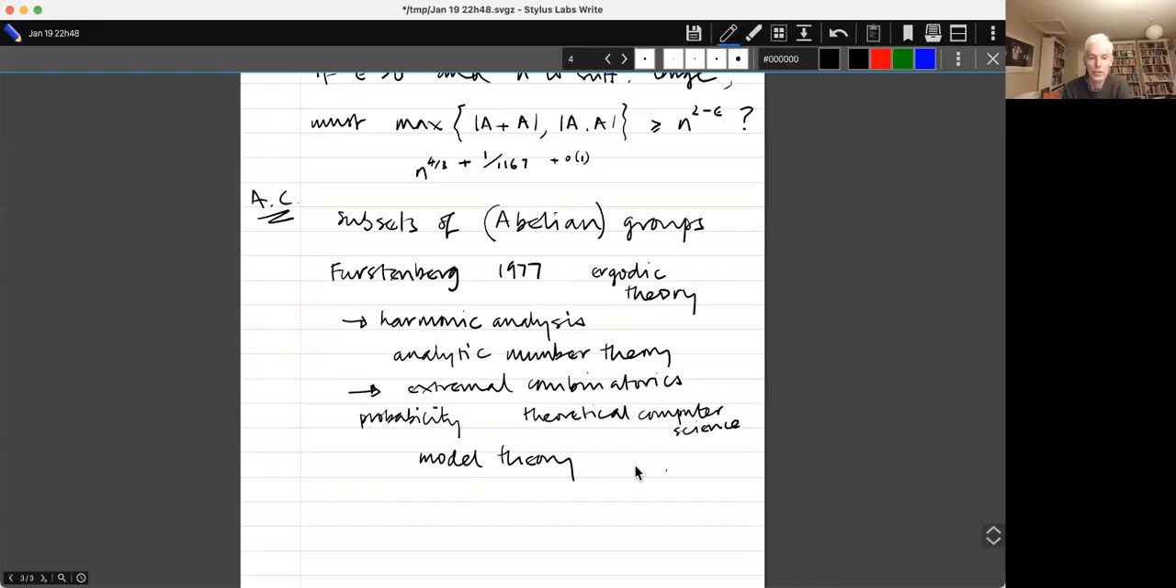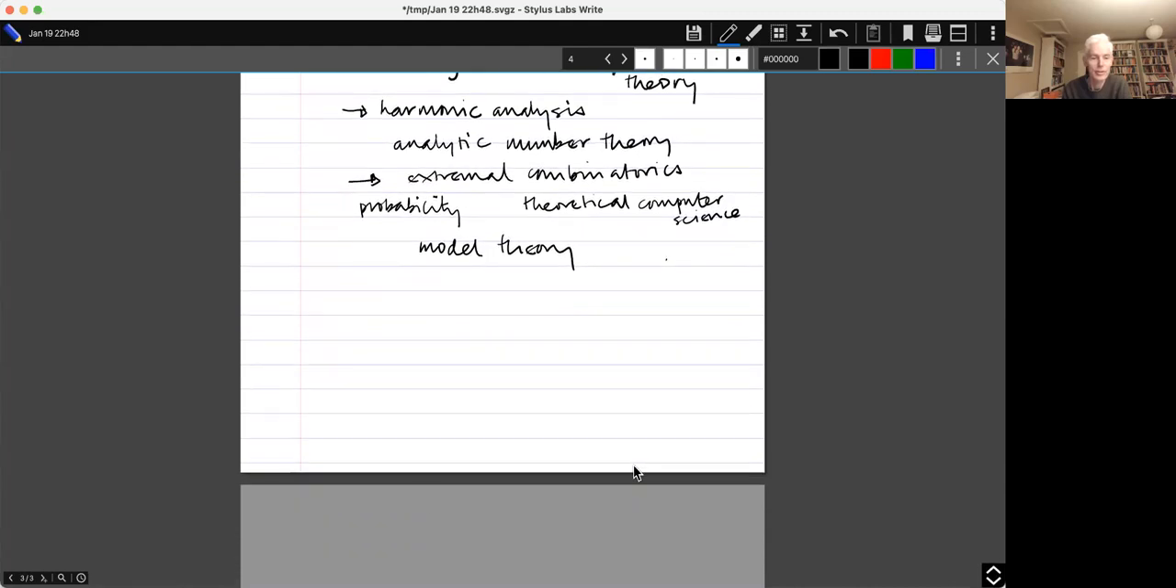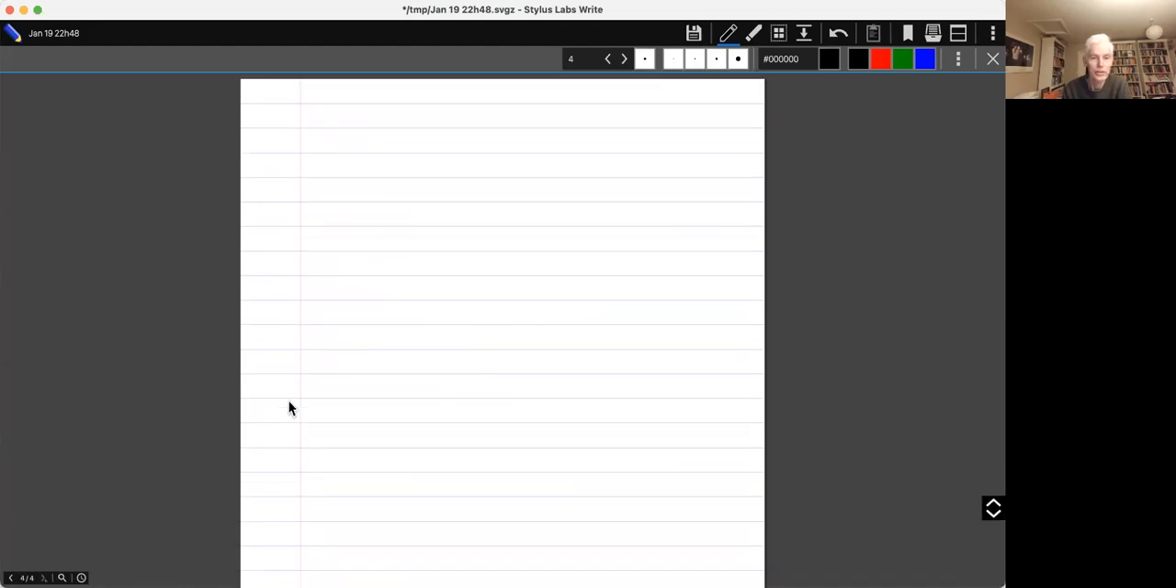So if I can find my screen to share, there we go. That was the end of last lecture. So let's have a nice fresh page. Let me state Plünnecke's theorem then. First of all, how do you spell Plünnecke? It's like that with a double N and an umlaut.